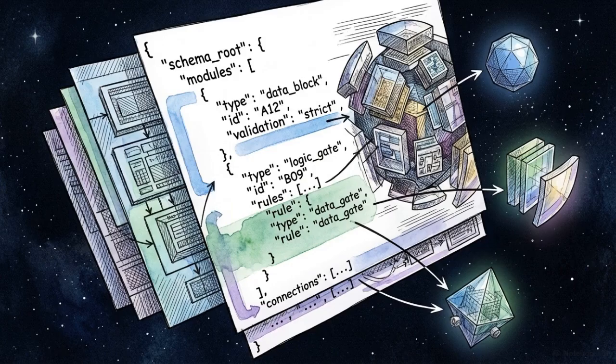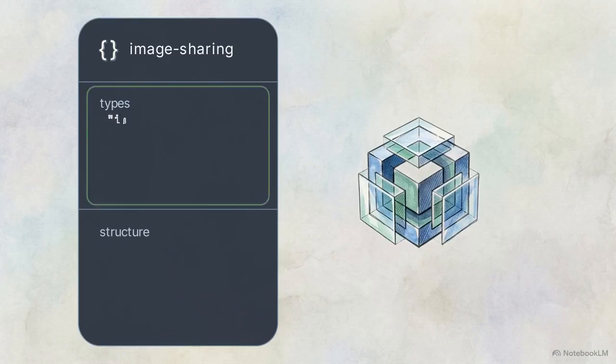These are declarative JSON schemas that set the rules for data hierarchies and interaction patterns. We can examine the requirements for our app by looking at the specific image sharing protocol. This visual representation divides the protocol JSON into two main blocks, types and structure. The types block strictly restricts data formats.